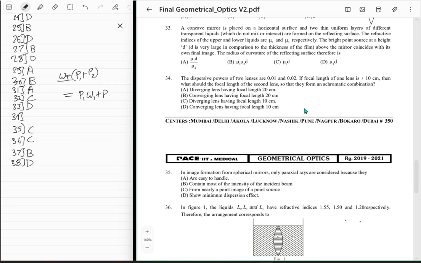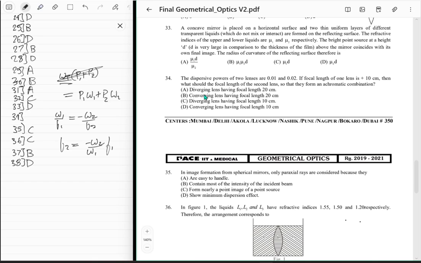So focal lengths are given. What focal length should the other lens have so that they form an achromatic combination? For that to happen, W total should be 0, so this goes away, and that just means W1 upon F1 is equal to negative W2 upon F2. So F2 is just equal to negative W2 upon W1 times F1. This is going to be negative 2 times 10, which is negative 20 centimeters. So it's a diverging lens of 20 centimeters.